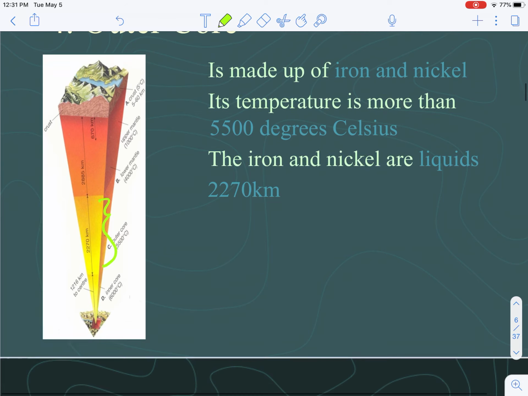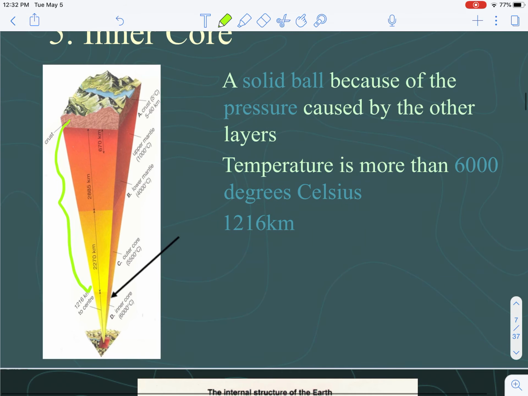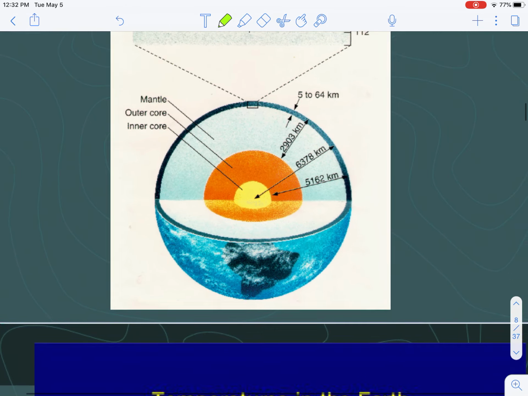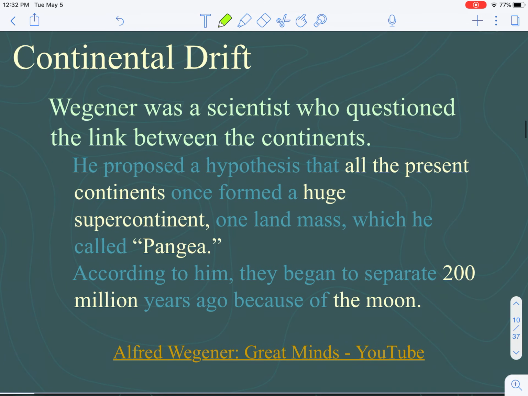The outer core is the iron and nickel section, and it is very hot there, 5,500 degrees Celsius, and those metals are entirely liquid. Bringing us to the inner core, the very center of the Earth, which is a solid ball, and it's under a lot of pressure because of all the layers that are above it, and so they feel like that is the reason that it's compacted and stays solid, but it is very hot there. It is more than 6,000 degrees Celsius.